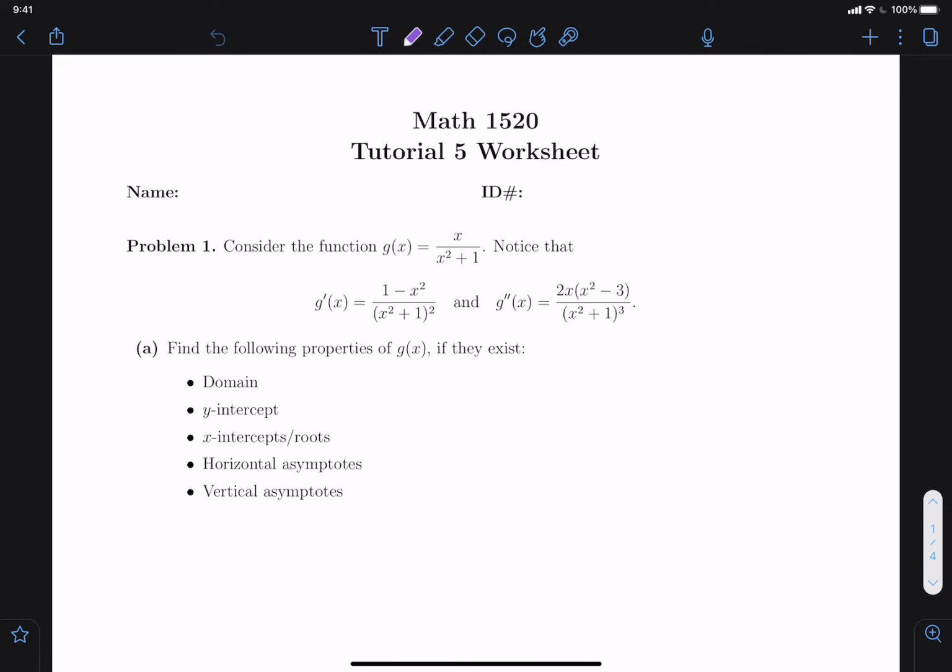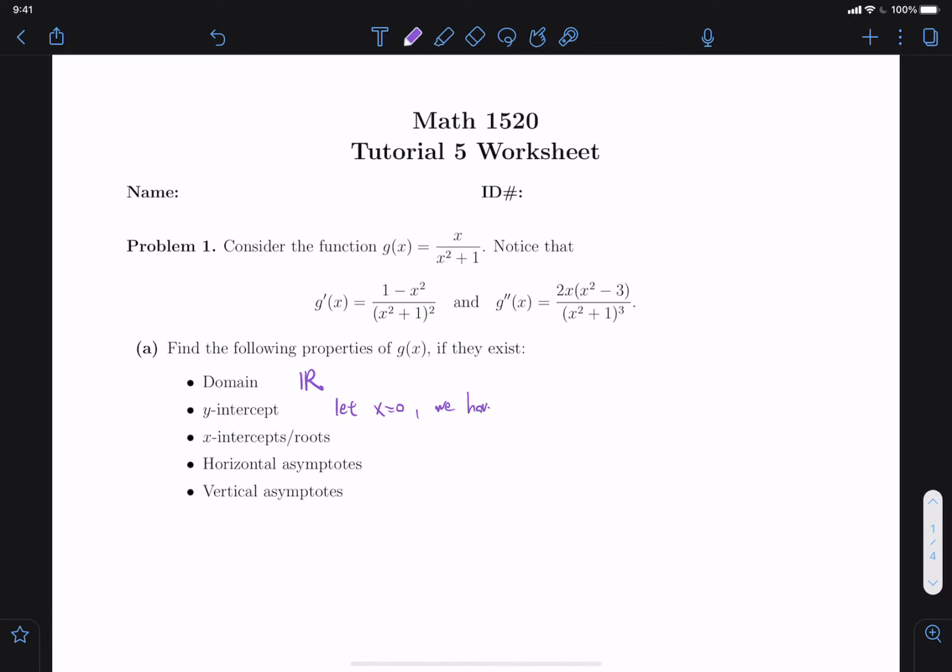Firstly, this is a rational function, but because the denominator here is never 0, right? It's x squared plus 1, which is always greater than 0, so the domain is all the real numbers. And now we take a look at the y-intercept. The y-intercept is when x equals 0, right? For the y-intercept, you let x equal to 0, right?